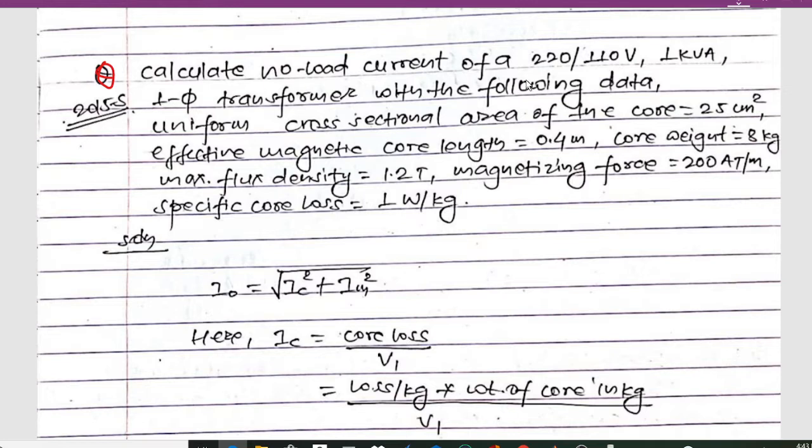Calculate no load current of a 220/110 volt 1 kVA single phase transformer with the following data. Uniform cross sectional area of the core is given as 25 cm squared and effective magnetic core length given as 0.4 meters and core weight is given as 8 kg and maximum flux density is given as 1.2 Tesla. And magnetizing force is given as 200 ampere turns per meter and a specific core loss is given as 1 watt per kg. So here we have to determine the no load current.